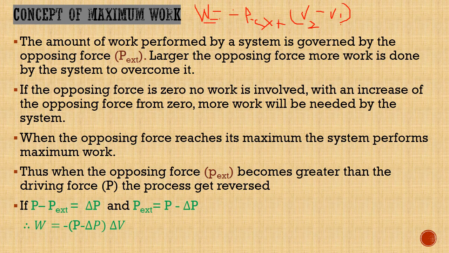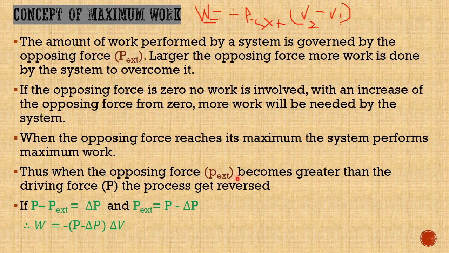This expression shows the external pressure determines the work during expansion or compression of the gas. The larger the opposing force, that is Pext, the more work is done by the system to overcome it. If the opposing force is 0, no work is involved. With an increase of the opposing force from 0, more work will be needed by the system. When the opposing force reaches its maximum, the system performs maximum work.